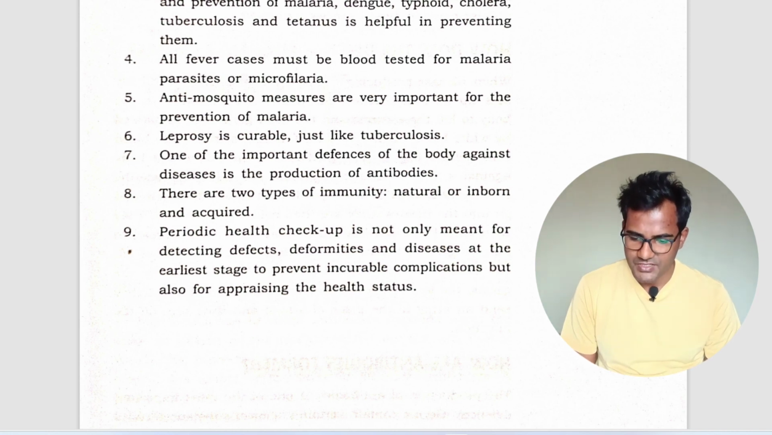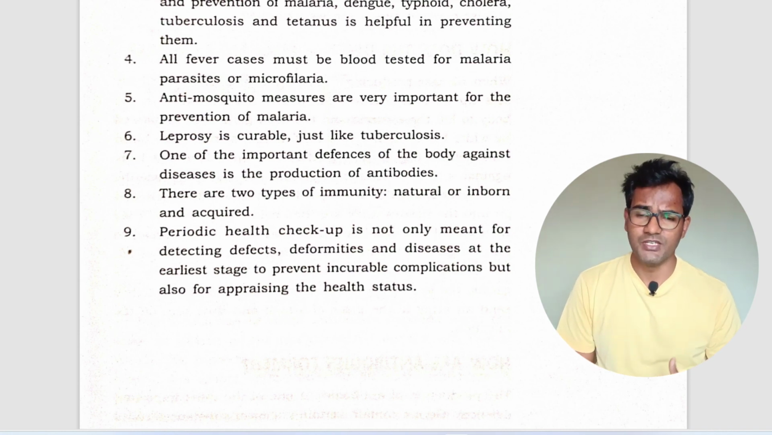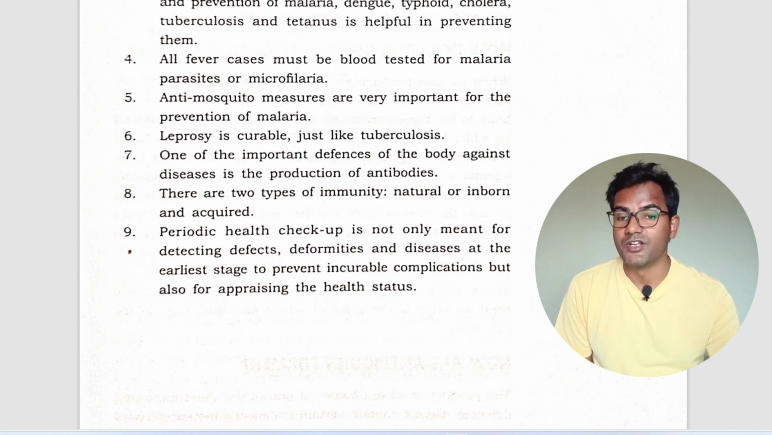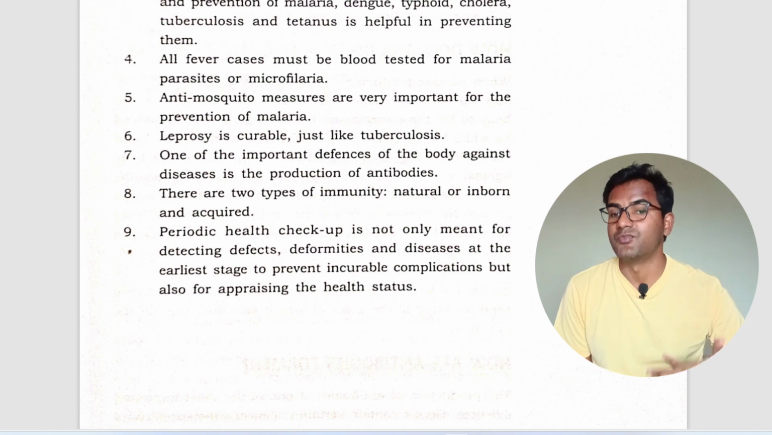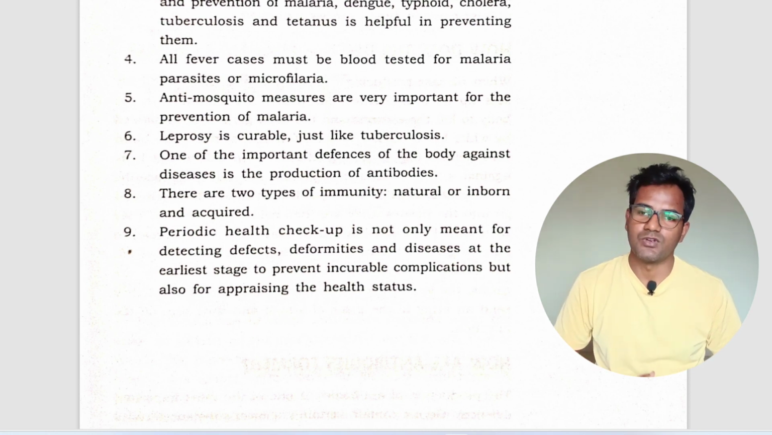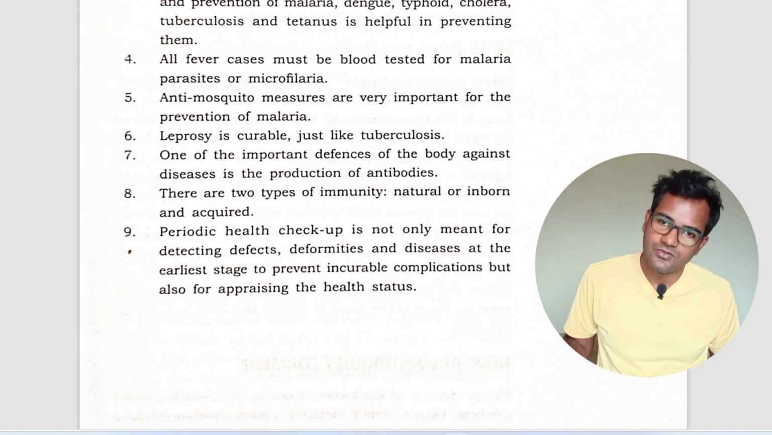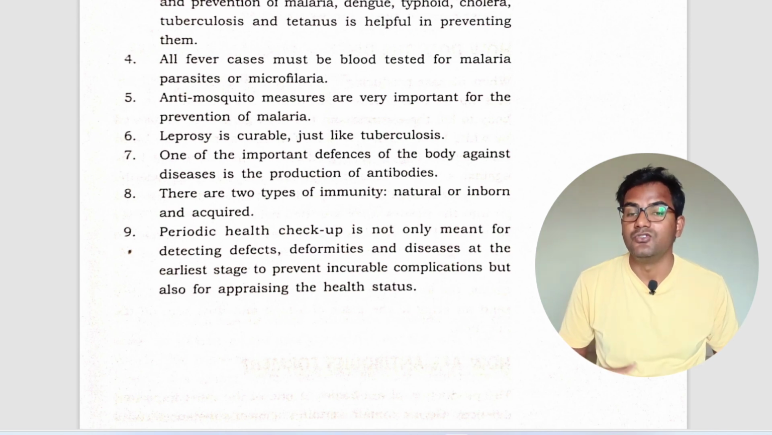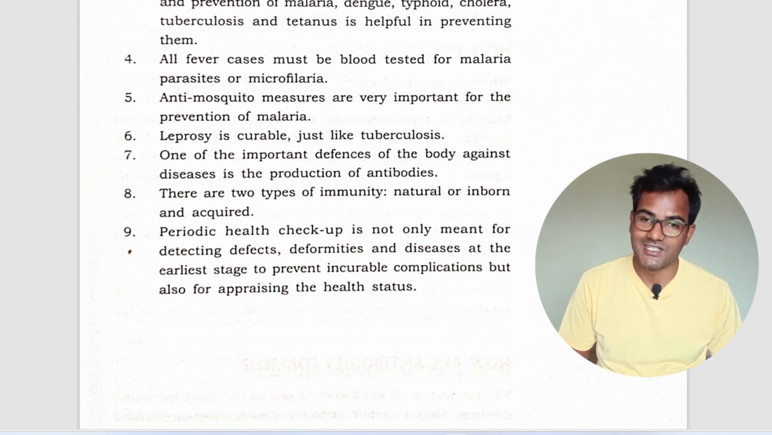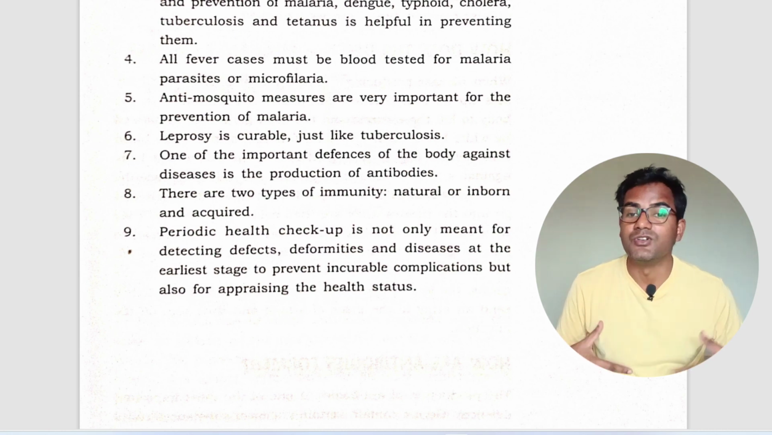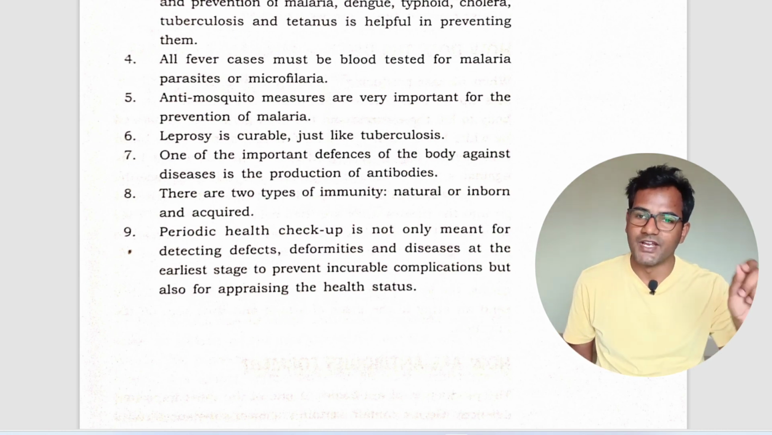One of the important defenses of the body against disease is the production of antibodies. See, in our body, whenever a foreign microorganism enters, our body itself produces antibodies. Sometimes when you are sick, you have a headache or cough and cold, you are not taking any medicines, right? But still it goes away by itself. Why does it happen? It happens because your body has the immunity to fight back, right? Your WBC, the white blood corpuscles or white blood cells, will fight against it. The antibodies will be produced in your body in order to fight that disease.